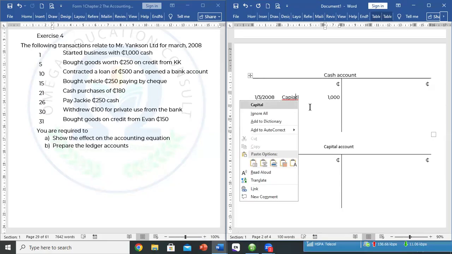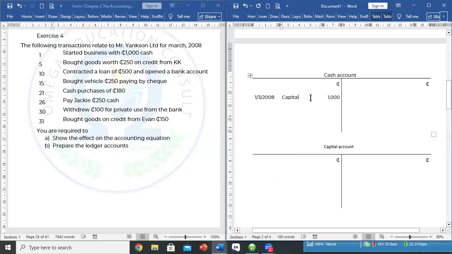For those who are confused, if you open your T account, the first column is your date. The second column is your details, or particulars. The details or particulars state the name of the other account, and then the amount column. That's what you normally do when recording your transaction in a T account. So we have debited cash. Definitely the corresponding credit will go into the capital account.